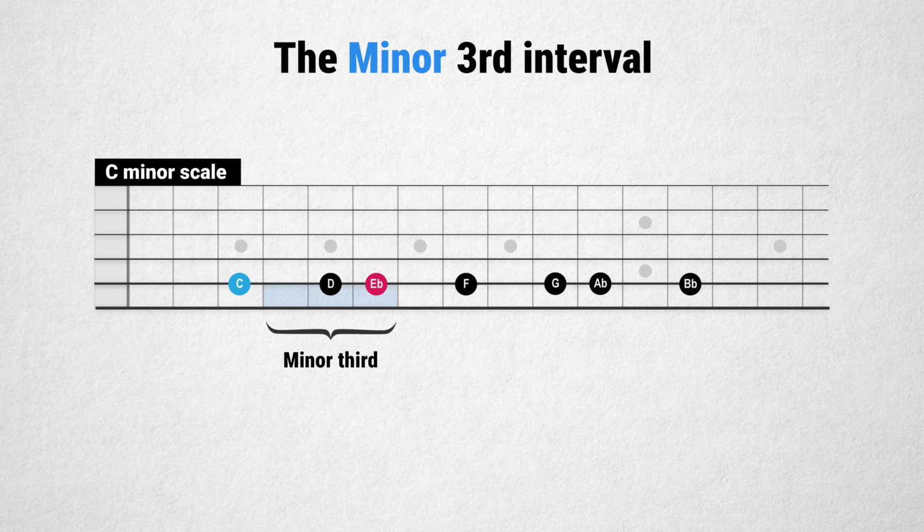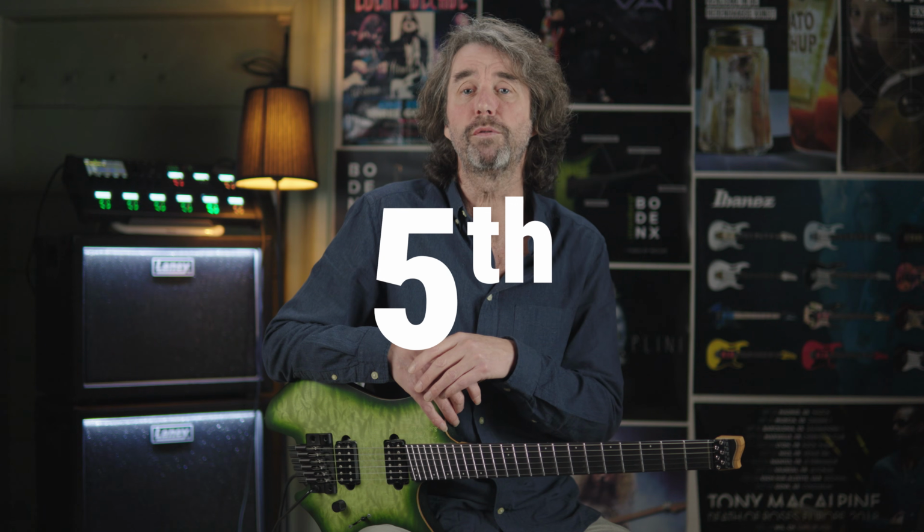Now, the minor 3rd has a tonal distance of 1½ step or 3 half steps. This interval sounds darker and sad compared to the major 3rd. And we'll find this interval between the notes C and E flat that are part of the C minor scale. The 5th interval is also important for chord theory.